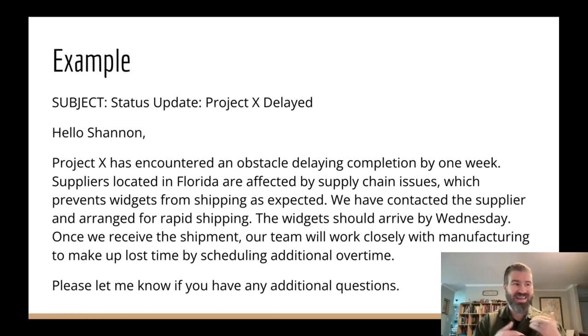So there you go. Again, thinking about purpose, audience, and then keeping it nice and short. This will take Shannon 10 seconds to read.